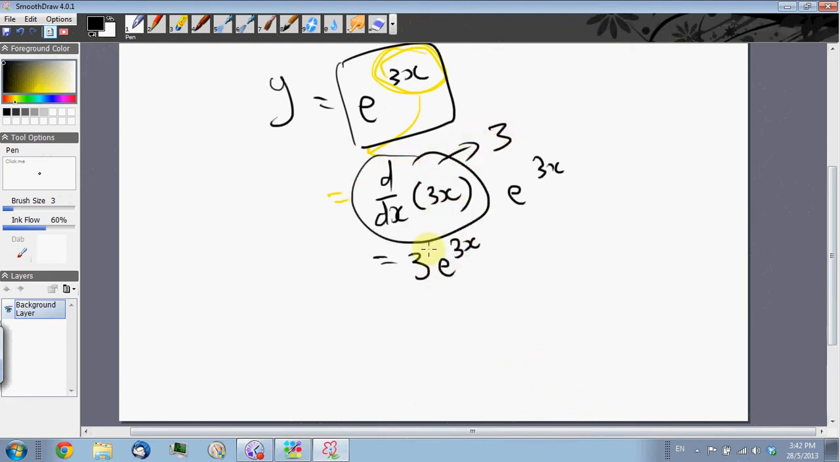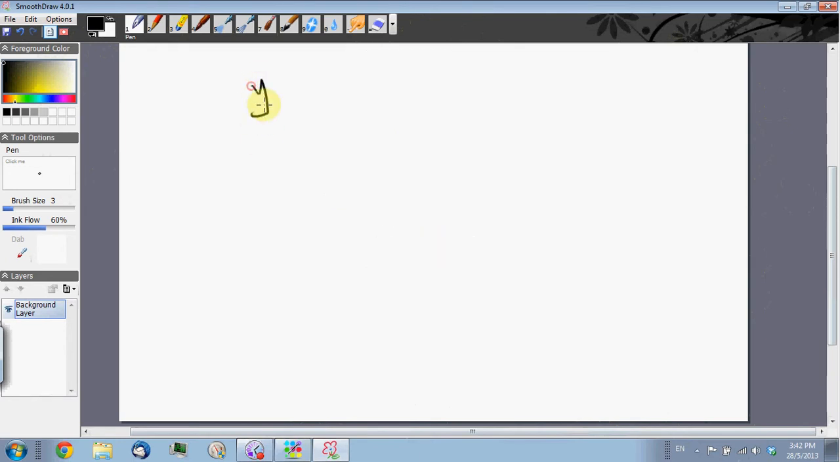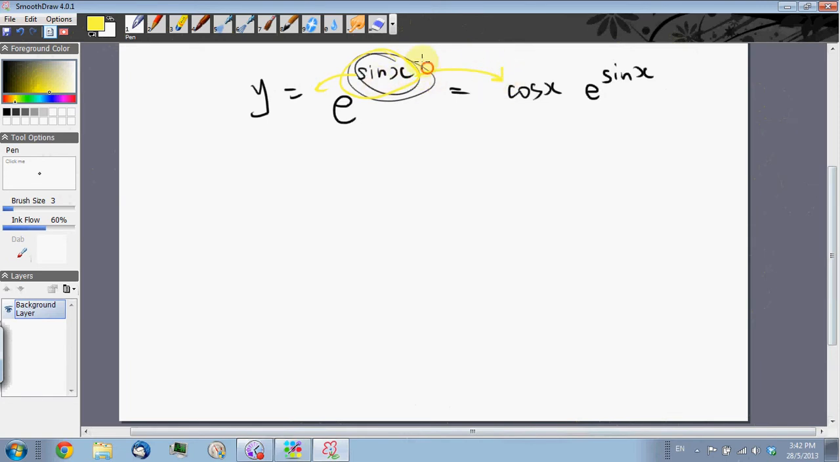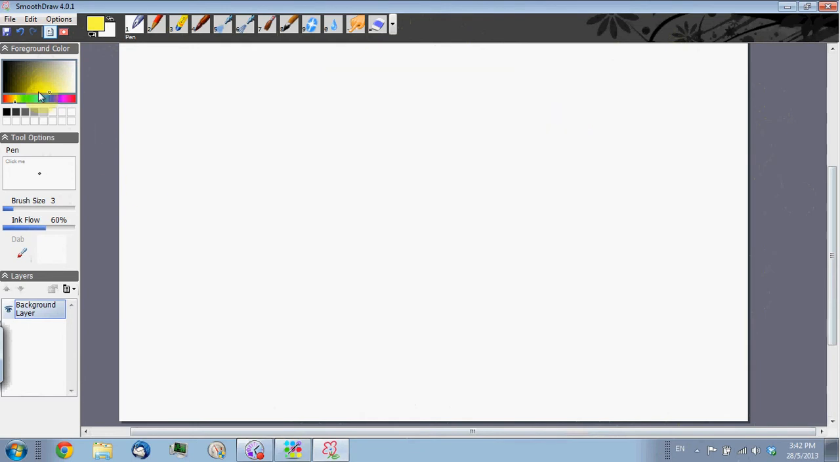Same thing if y equals sine x. Differentiating exponential functions is the simplest. You just differentiate what's in the power, and when you differentiate sine x it becomes cosine x. Then you keep the whole thing here. That's all. So that's basically how you do differentiation. I have given you some examples already.